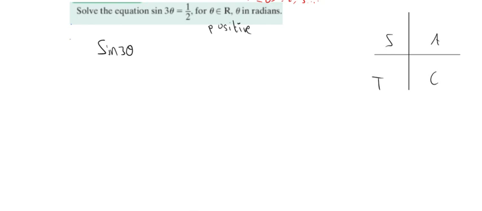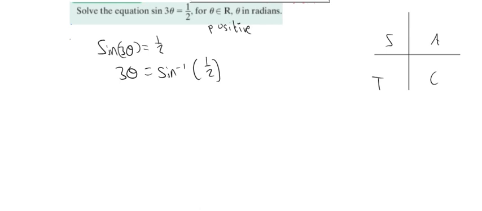So sin 3 theta is equal to a half. Therefore 3 theta is equal to sin inverse of a half. And then you can go to calculator again, or your log tables, and we're getting pi over 6 again. So same as the first one. So we have 3 theta is equal to pi over 6. So that's what 3 theta is in, so it'll be in the first and second quadrants.